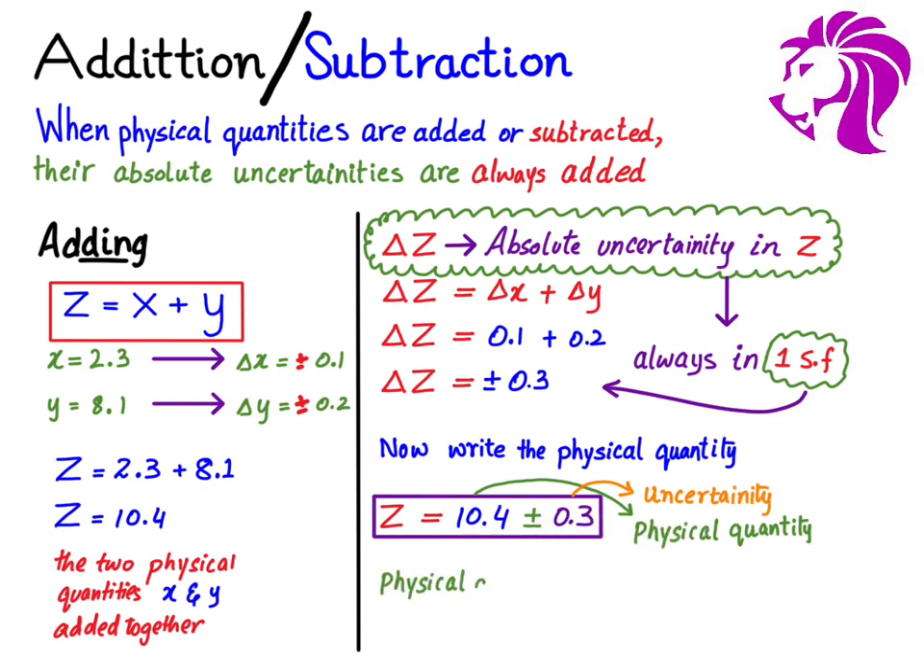So one more thing to remember is that your final answer should always be consistent with the uncertainty. What do I mean by that? You find to what significant figure, to what decimal place the uncertainty is given. Like in this case, the uncertainty is 0.3. It's in one significant figure and it is given to one decimal place.